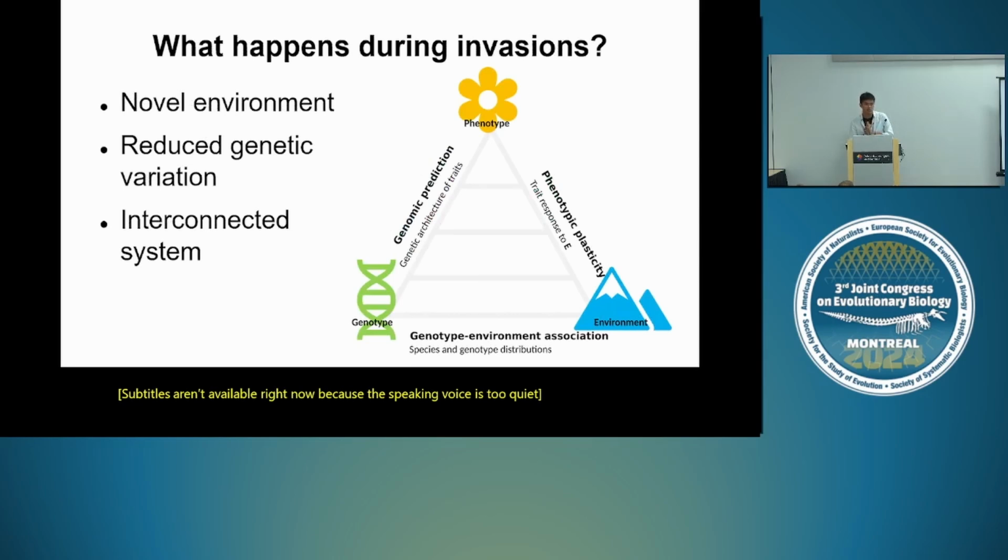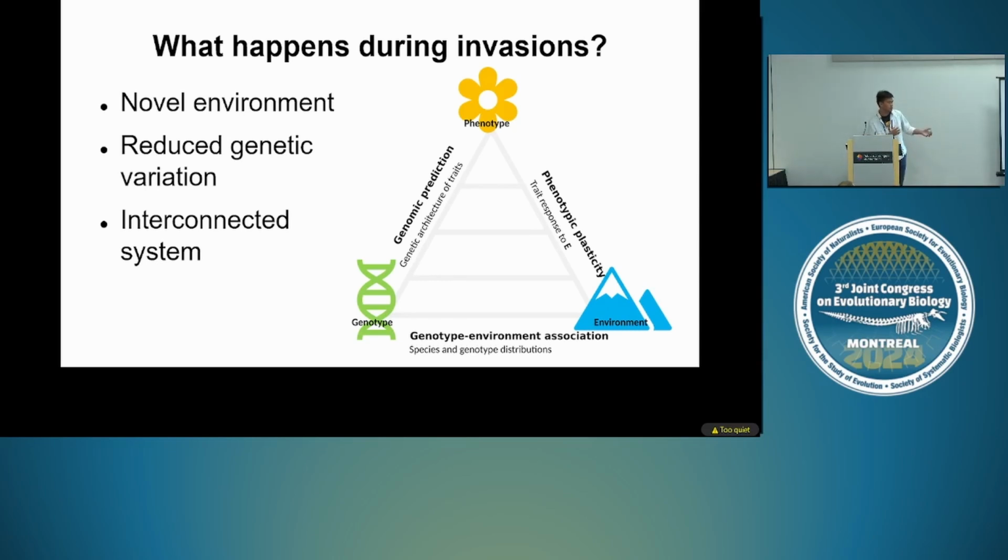Why is that important? Well, the reduction in genetic variation comes along with the introduction to the novel environment. And so during the invasion process, you have all these factors that are changing or varying. So the framework that underpins my whole project is the idea of separating three components. So you have phenotype, genotype, and environment.